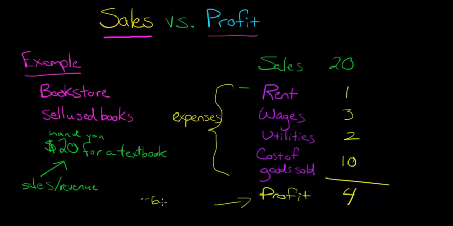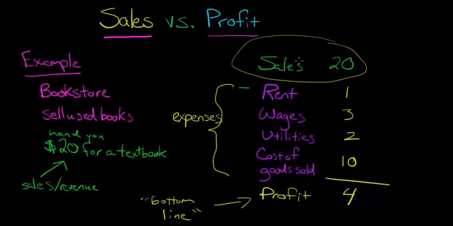And now you can see why they call it the bottom line. Sales are not the bottom line. Sales are the top line. All right? This is what we get when someone hands us the money. But then we have to take that $20 and we have to go pay all of this. We have to pay our rent. We have to pay our employees. We have to pay for the electric. And we have to buy the books.